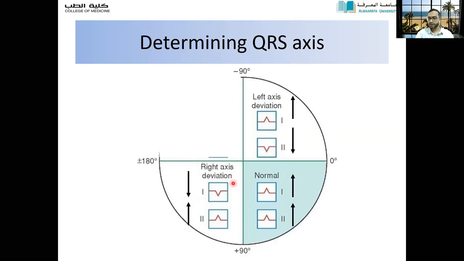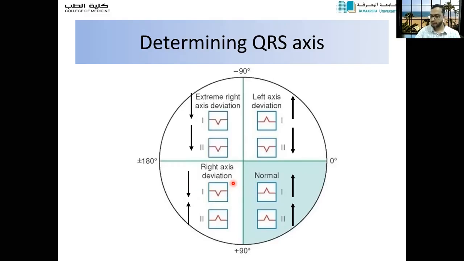And the last possibility is that lead 1 is negative and AVF is negative, and both arrows are going downwards, and this is known as extended right axis deviation. So it becomes too easy for us, but only one thing you have to remember: always keep lead 1 above and AVF below.